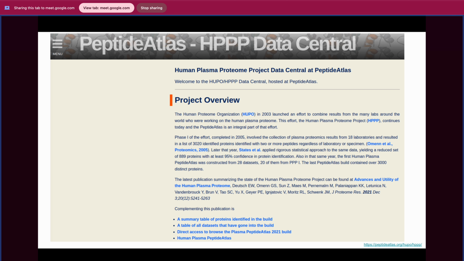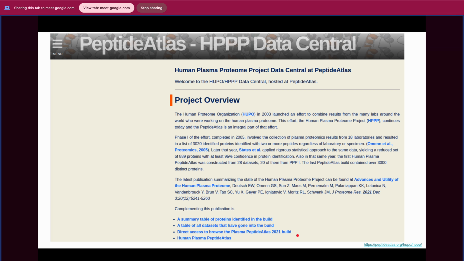For example, I may be performing experiments on multiple tissues. So there will be multiple data sets, which might be tissue specific, or they might be experiment specific. It will also tell you about the data sets which are incorporated to form a build. Then there is direct access to browse the Plasma Protein Atlas 2021 build.